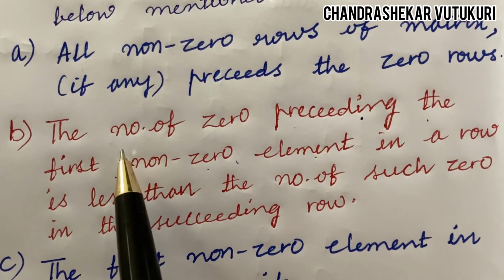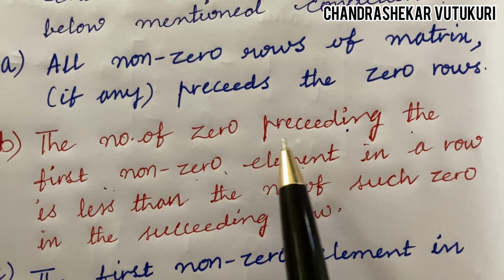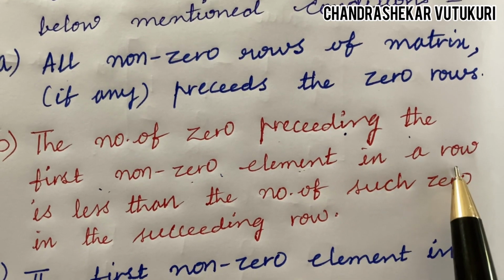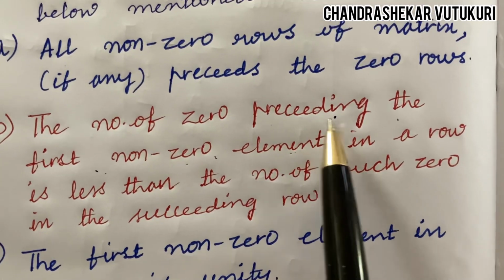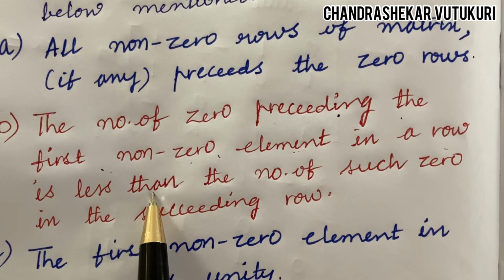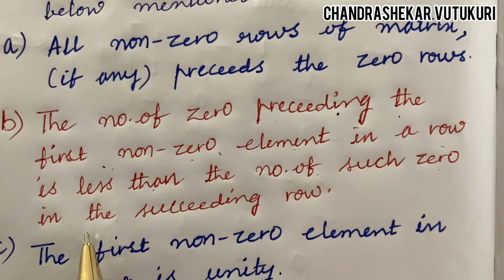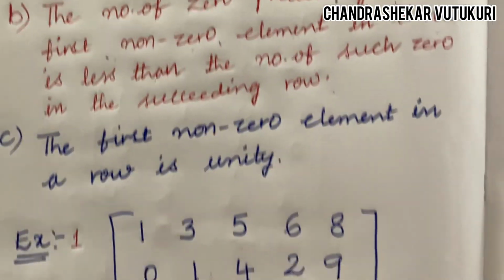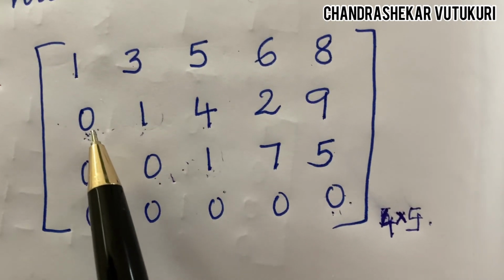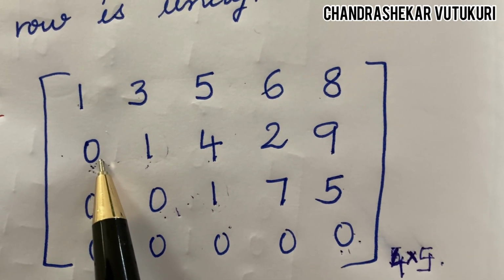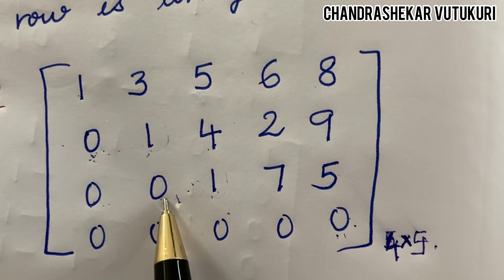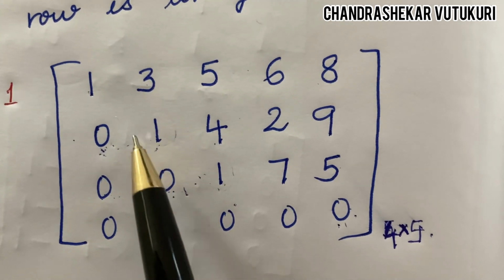The second condition is that the number of zeros preceding the first non-zero element in a row is less than the number of such zeros in the succeeding rows. It means that if you look here, how many zeros are here? 1. If you look here, these are 2. Getting? That should be less than the succeeding.